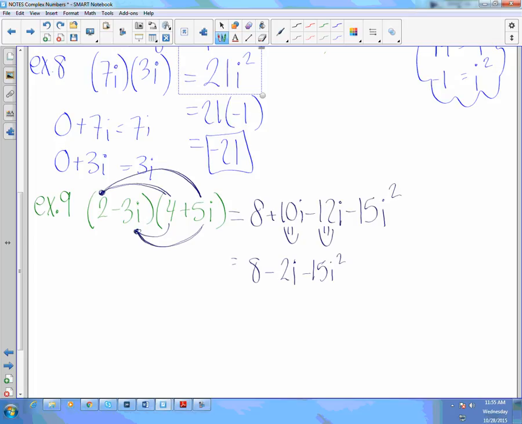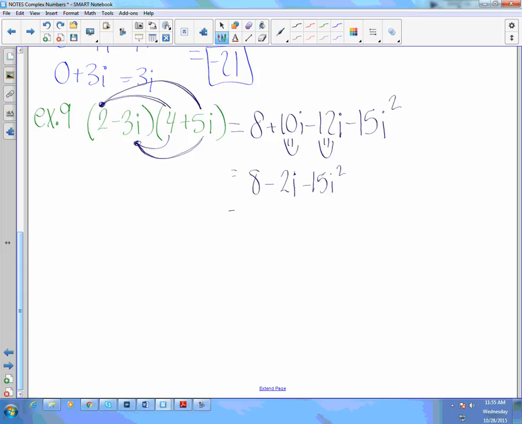Change the i squared to negative 1. 8 minus 2i minus 15 times negative 1. Whenever you're inputting, you should put parentheses because it's negative 15 times negative 1. i squared is negative 1. So whenever you have i squared, which comes from i times i, you have to convert it to negative 1.